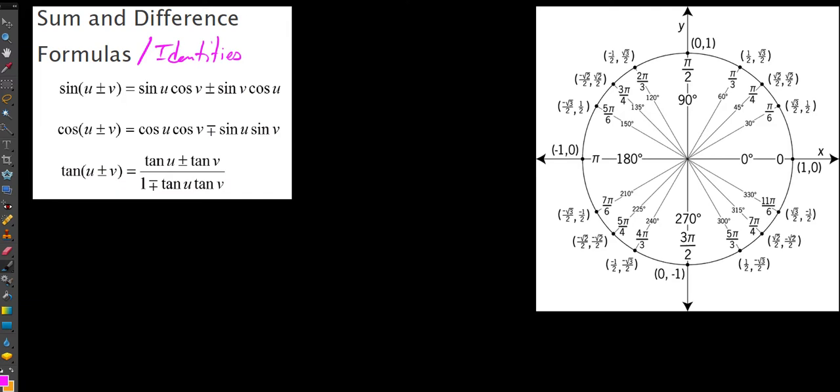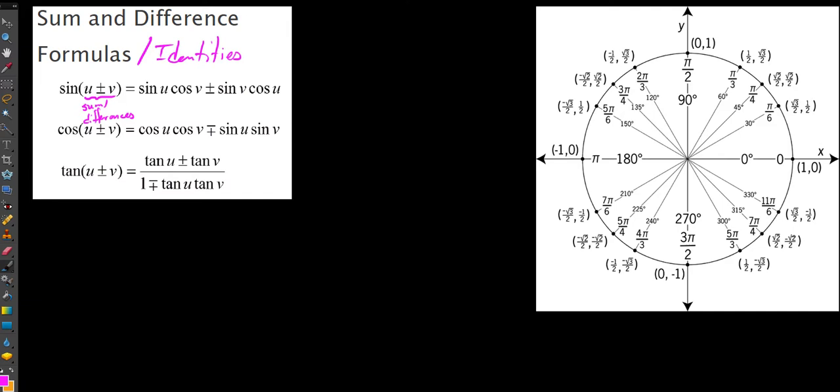So the very first thing I want you guys to do for yourselves is where it says sine of u plus or minus v, I want you to recognize that on the left here we either have a sum or we have a difference, but it's not both. We're just trying to, instead of rewriting this formula twice, rewrite it compacted into one formula here.